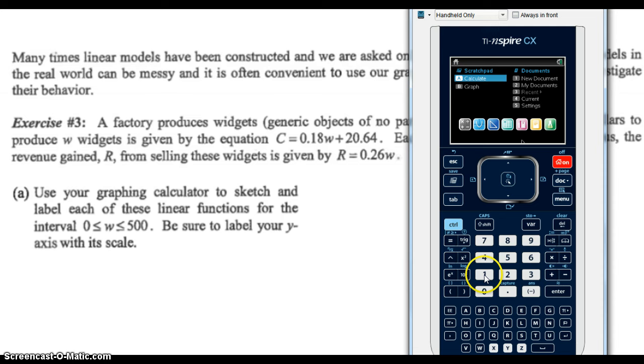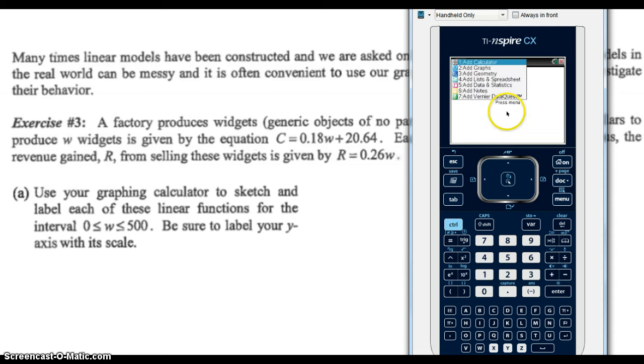So I'm going to get a new document, number 1. I don't really want to save anything, and I'm going to need a graph. So then I'm going to type in the 0.18x, because that's what the graphing calculator understands, plus the 20.64. I'm going to hit enter, and look, there's nothing there. Shocking. So you're going to go up, and you're going to change this one right here, your X max, to 500. I can just tab around. I'm going to make the X min 0.